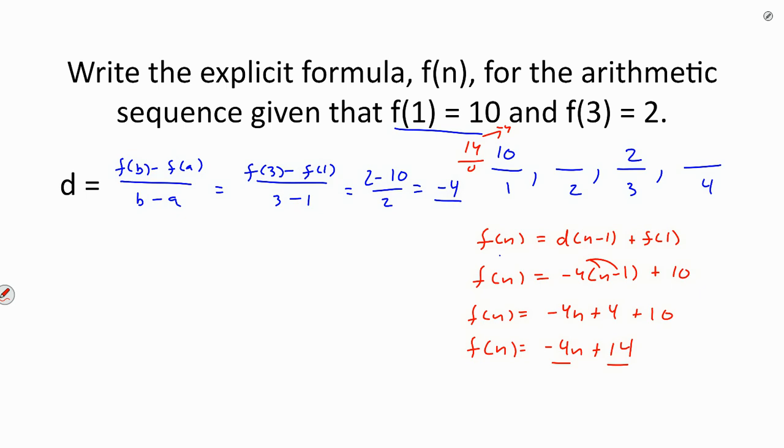And that's it. That concludes our 4-part series on arithmetic sequences for Algebra 1. Best of luck!